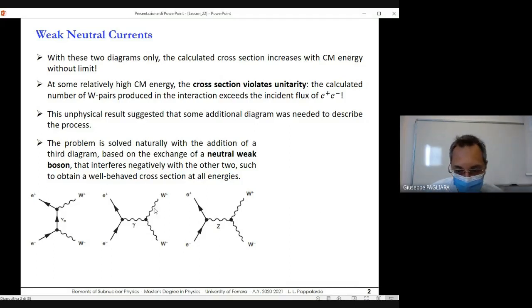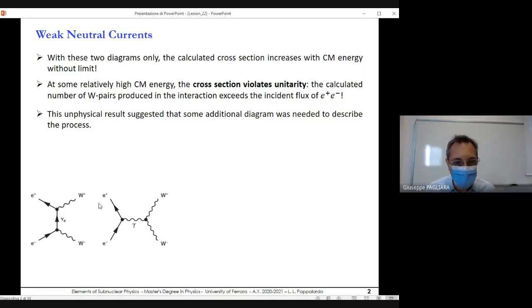So let me repeat quickly. Before the introduction of weak neutral currents, only two processes could be used to describe the electron-positron into W plus W minus process. One was a T-channel pure charged current weak process with the exchange of a virtual neutrino, and the other was an S-channel purely electromagnetic process with the exchange of a photon.